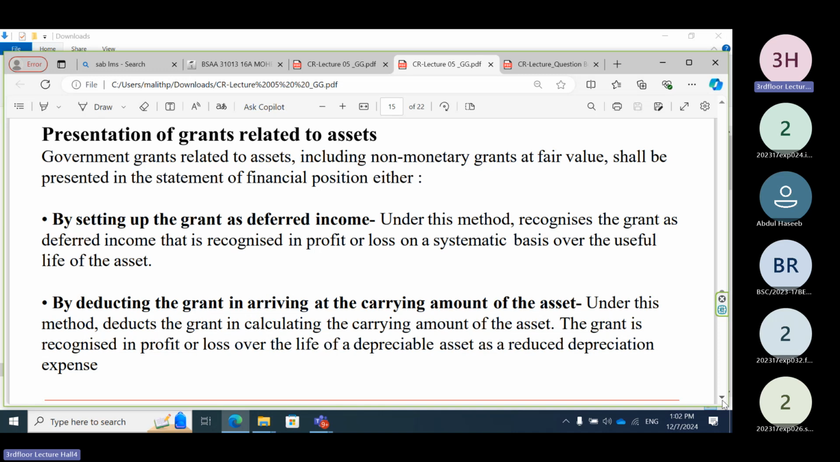So then same impact. There's no two different impact. Same impact. You can decide whether this method or this method. Let's say this is the motorbike. This is the grant. We are supposed to use this bike for the next 5 years. Next 5 years we are going to depreciate this.